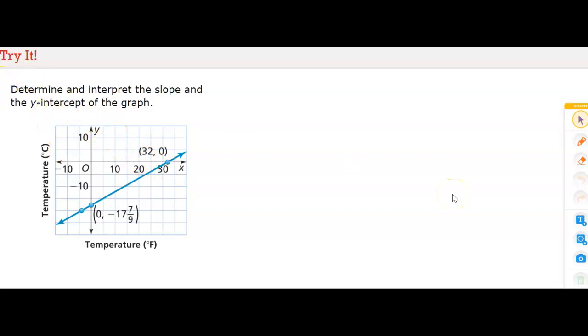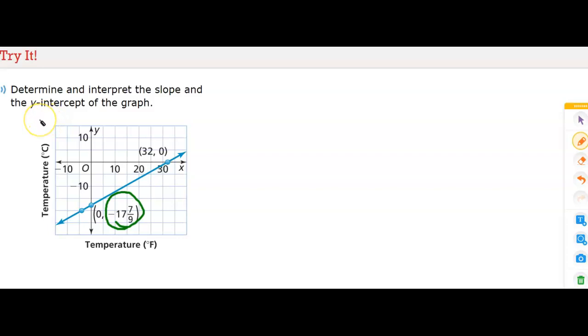Determine and interpret the slope and the y-intercept of the graph. Okay, so again, the y-intercept is usually easiest to find because it is the point at which the line crosses over the y-axis. So this point here crosses over the y-axis here. So our y-intercept would be negative 17 and 7/9. And that represents the starting point of the temperature in Fahrenheit.